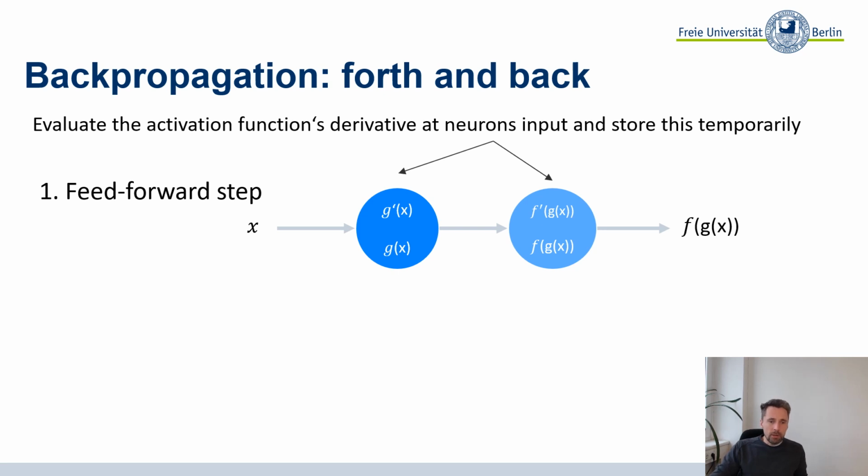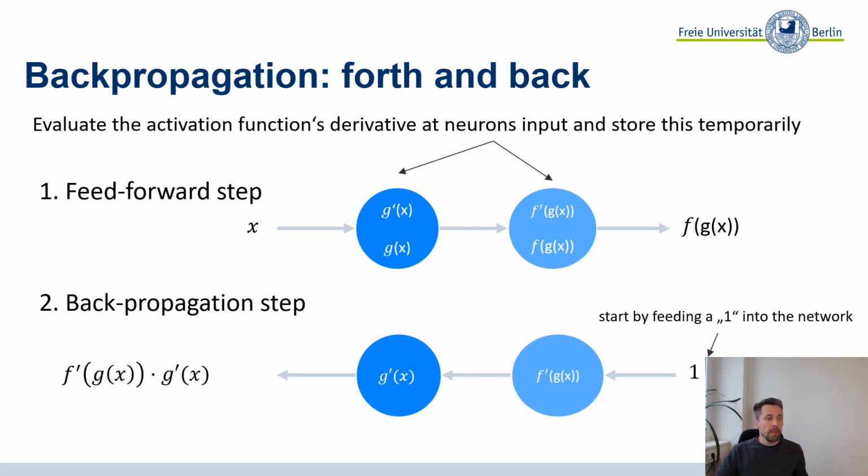So backpropagation works in two steps. One is a feed-forward step, in which we compute all the intermediate activations and also evaluate all local derivatives. And a backpropagation step, in which we collect all those derivatives to compute our gradient.